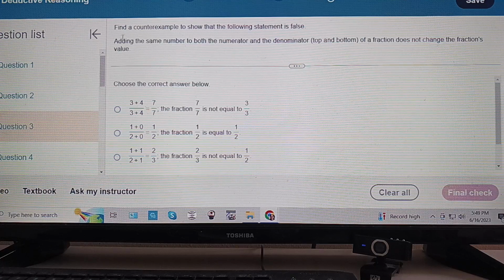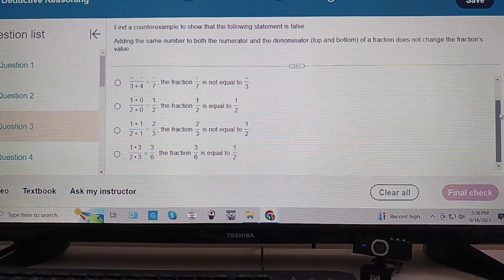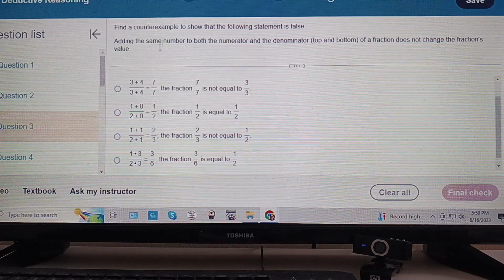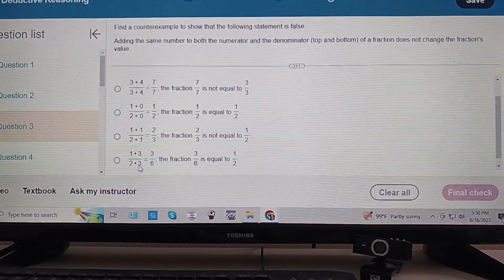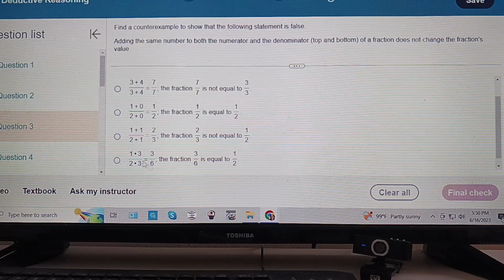Same thing here. Find a counterexample. Adding the same number to both the numerator and denominator, top and bottom of a fraction, does not change the fraction's value. Adding the same number to both the top and the bottom. So first you want to see, are they even violating what they said in that statement? Adding the same number. See how the D is out? D is out already because they're multiplying by the same amount. And whether that works or not doesn't matter here because we're trying to show that adding the same number does not change it. So D is definitely not our counterexample to prove that this is false.